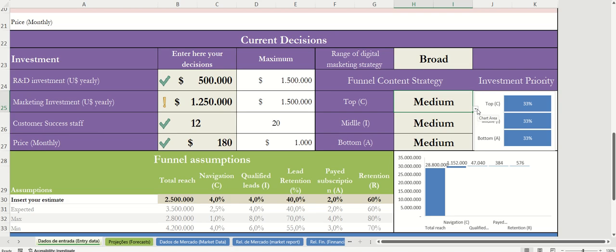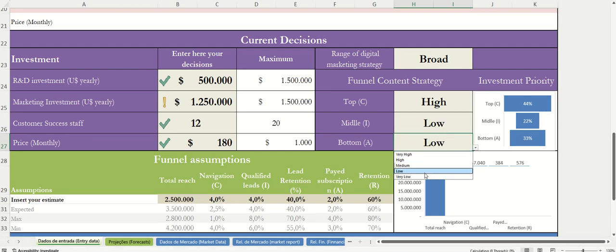in the top of your funnel, so basically trying to increase the reach and the navigation. So here, for instance, since I'm starting the business, I may invest a little bit more in the top of my funnel. As you can see, I'm investing 40% of my marketing sales here in the top. In the middle, I put here low, and let's say that I put low here as well. So if I select like this, I'm investing 50% of my marketing in content related to the top of the funnel and 25% in the other contents.